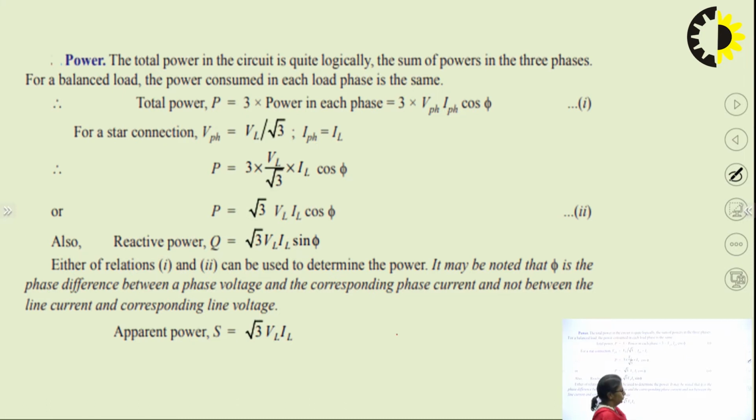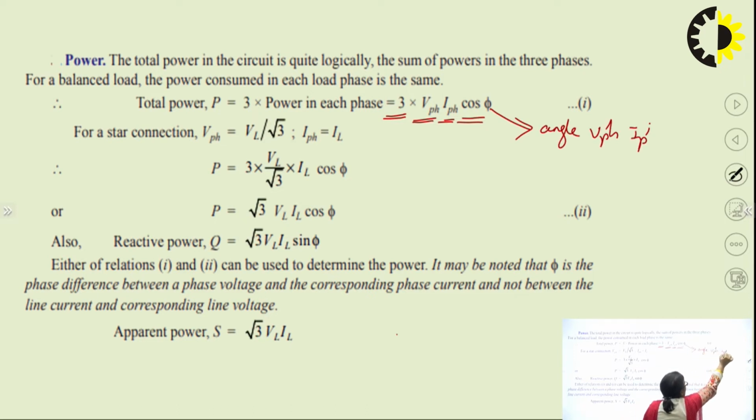Likewise, the active power consumed in a three-phase system will be equal to thrice the power in each phase, right? That is given by 3 into what will be the power in each phase? V phase, I phase, cos phi, where phi is the angle between V phase and I phase, right? Not the line current and the phase current, because the impedance is always the phase value. So the angle phi has to be the angle between V phase and I phase.